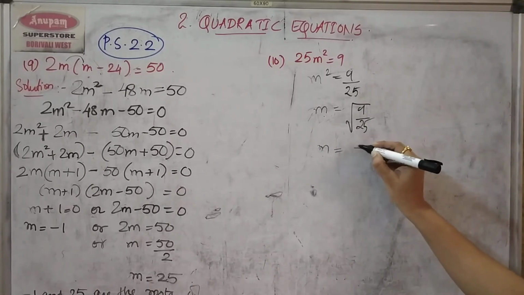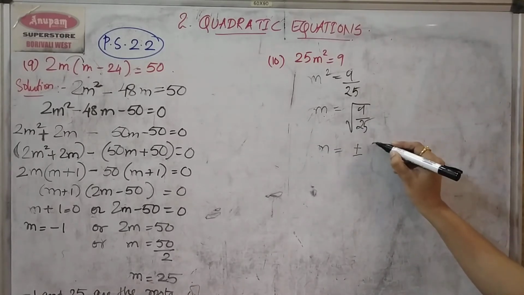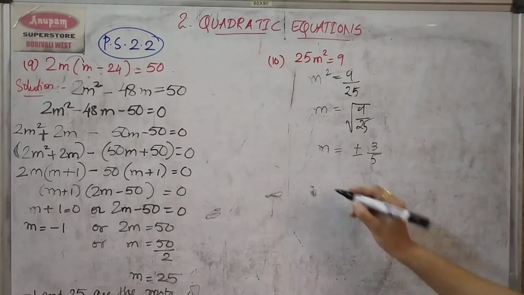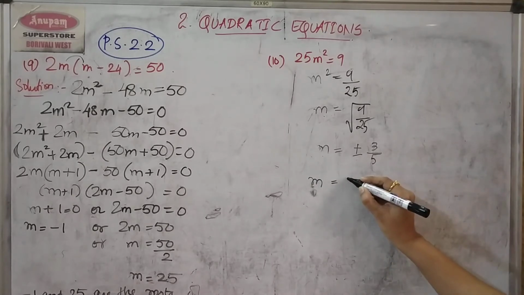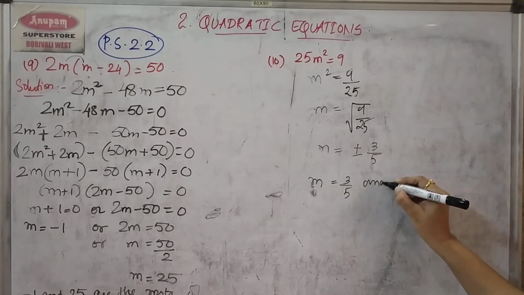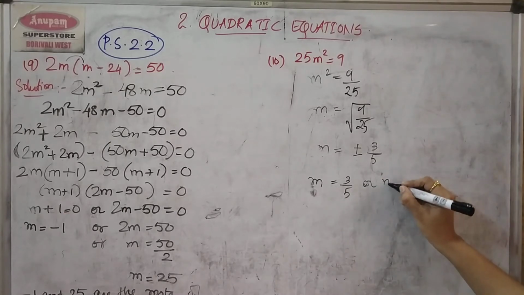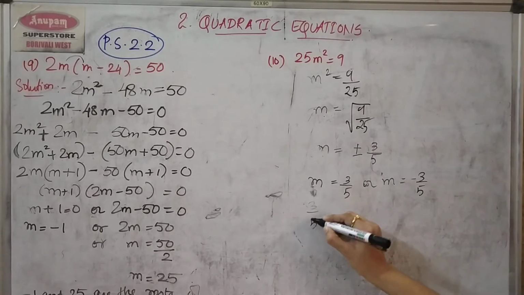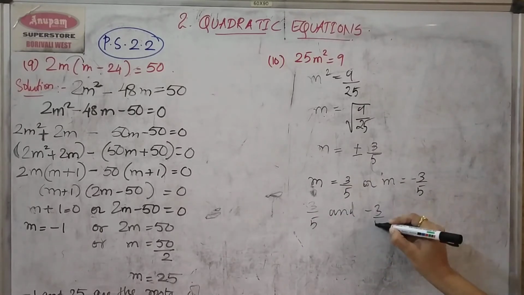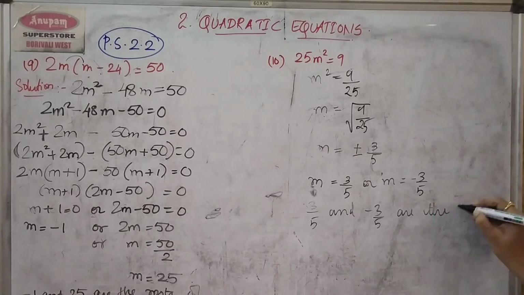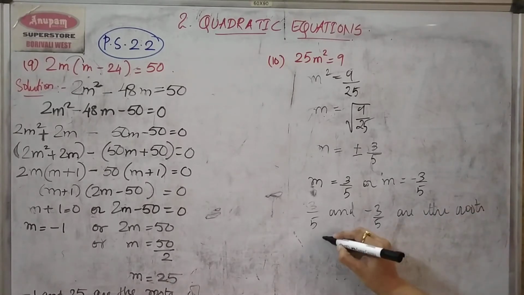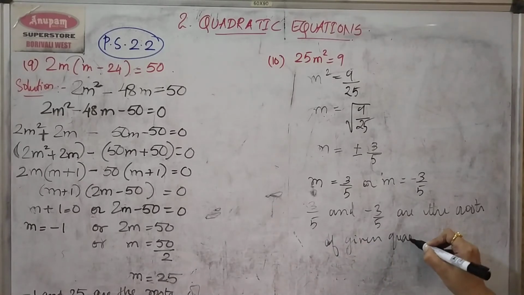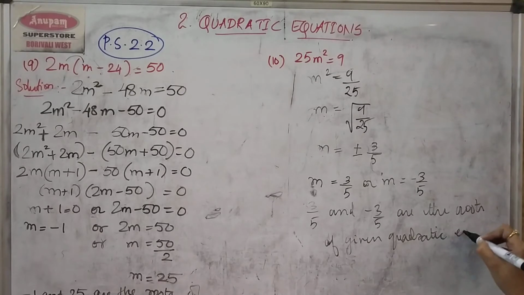Therefore m will be plus or minus. The square root of 9 is 3 and the square root of 25 is 5. So automatically we get two roots. m is equal to positive 3 upon 5, or you can say m is equal to minus 3 upon 5. So the answer will be 3 upon 5 and minus 3 upon 5 are the roots of the given quadratic equation.